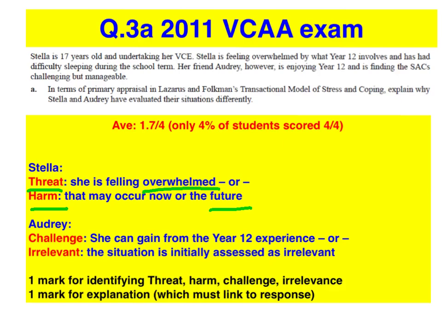1 mark for saying that Audrey's finding it challenging, and then 1 mark for the link, i.e. she can actually gain from the Year 12 experience. Or 1 mark for saying that it's irrelevant, actually using that terminology, and 1 mark for your link to the scenario, situation initially assessed as irrelevant.